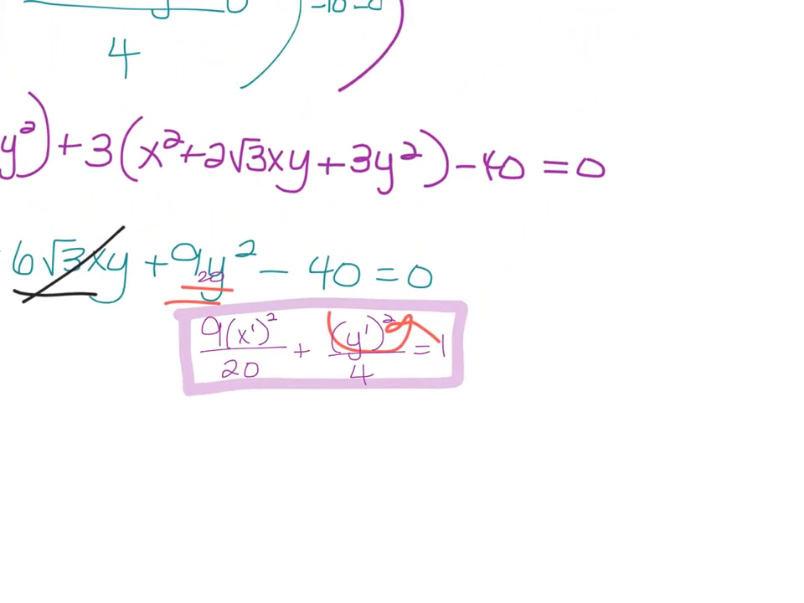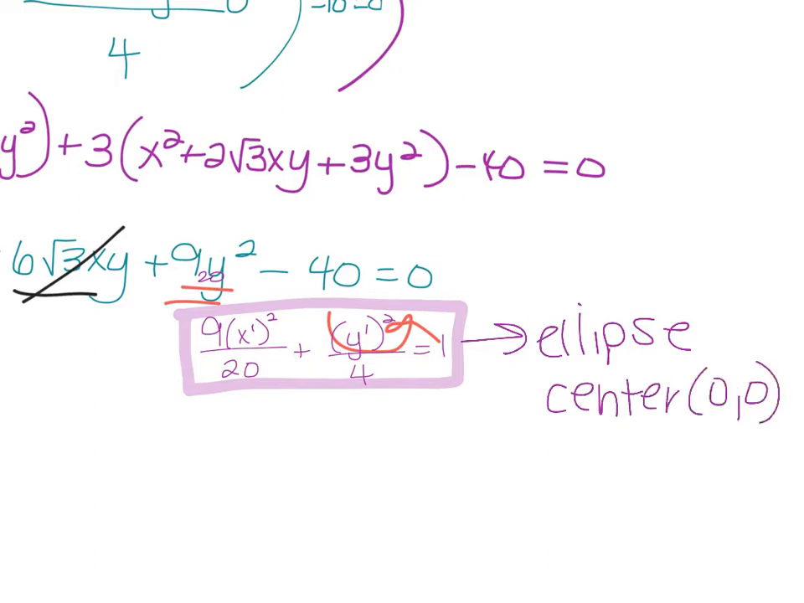If there's a plus in between two squared terms, what kind of conic is it? It's an ellipse. Most likely at this point you're going to have an ellipse or a hyperbola. What can you tell me about the center of the ellipse? 0, 0. Before I figure out A and B, I have to move this 9 to the bottom.